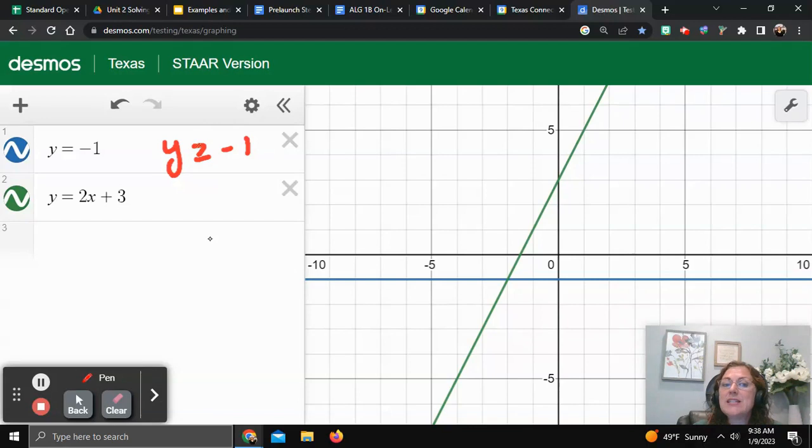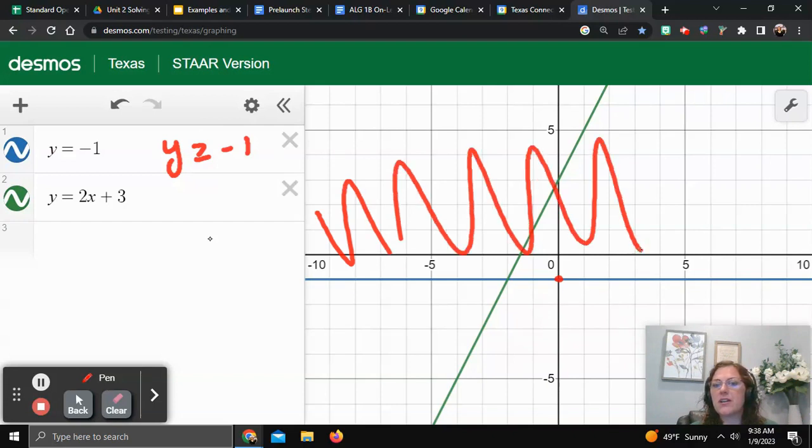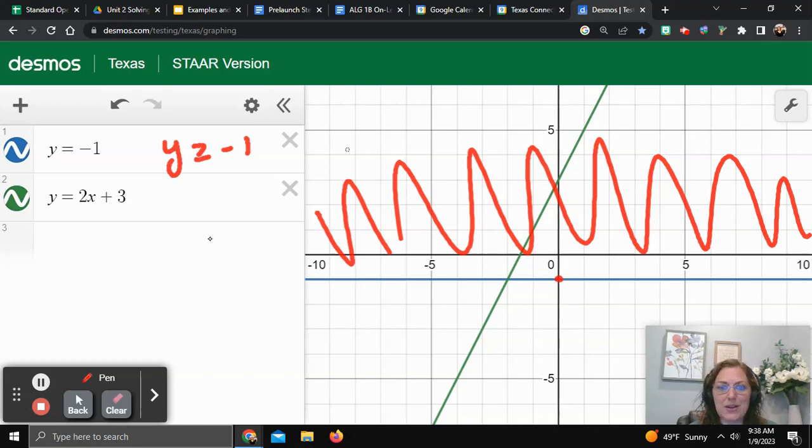Then I know because it's a greater than that I shade above the y-intercept. So I'm going to be shading this upper portion of this graph here. Let's take a look at the other equation.